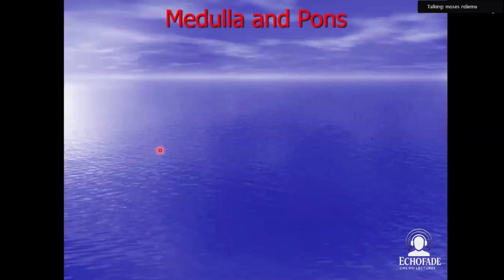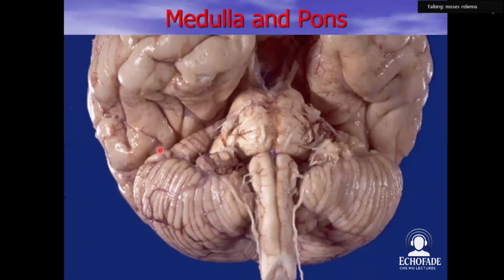So let's look at the medulla oblongata. This is the medulla oblongata. Here we have an anterior fissure, a deep depression in the anterior part. The medulla oblongata is continuous with the spinal cord. So those ascending and descending tracts in the spinal cord also are found within the medulla oblongata.